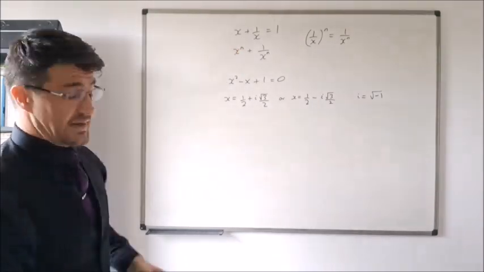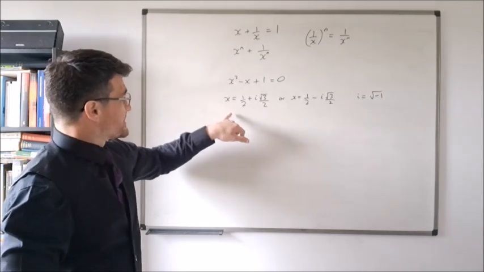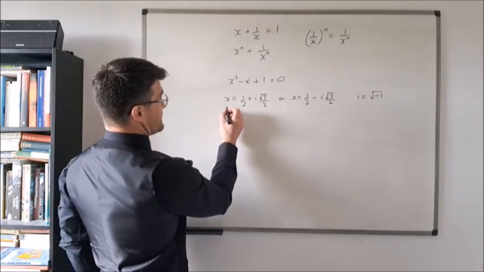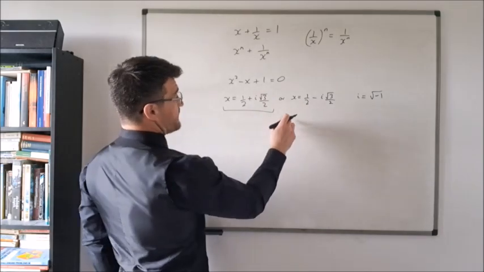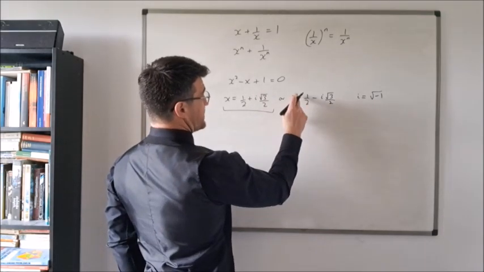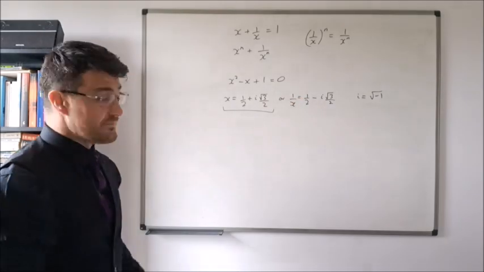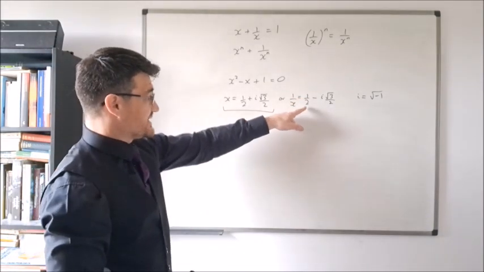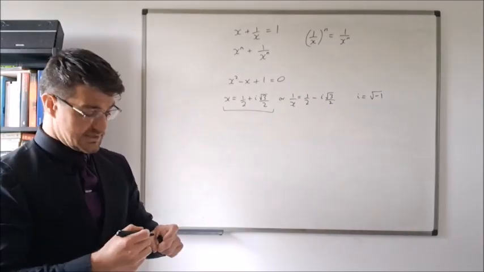So we've got two possible values for x, but it turns out that if x is equal to this, a half plus i root 3 over 2, then a half minus i root 3 over 2 is 1 over x, and vice versa. If I'd set x equal to a half minus i root 3 over 2, 1 over x would be equal to this.